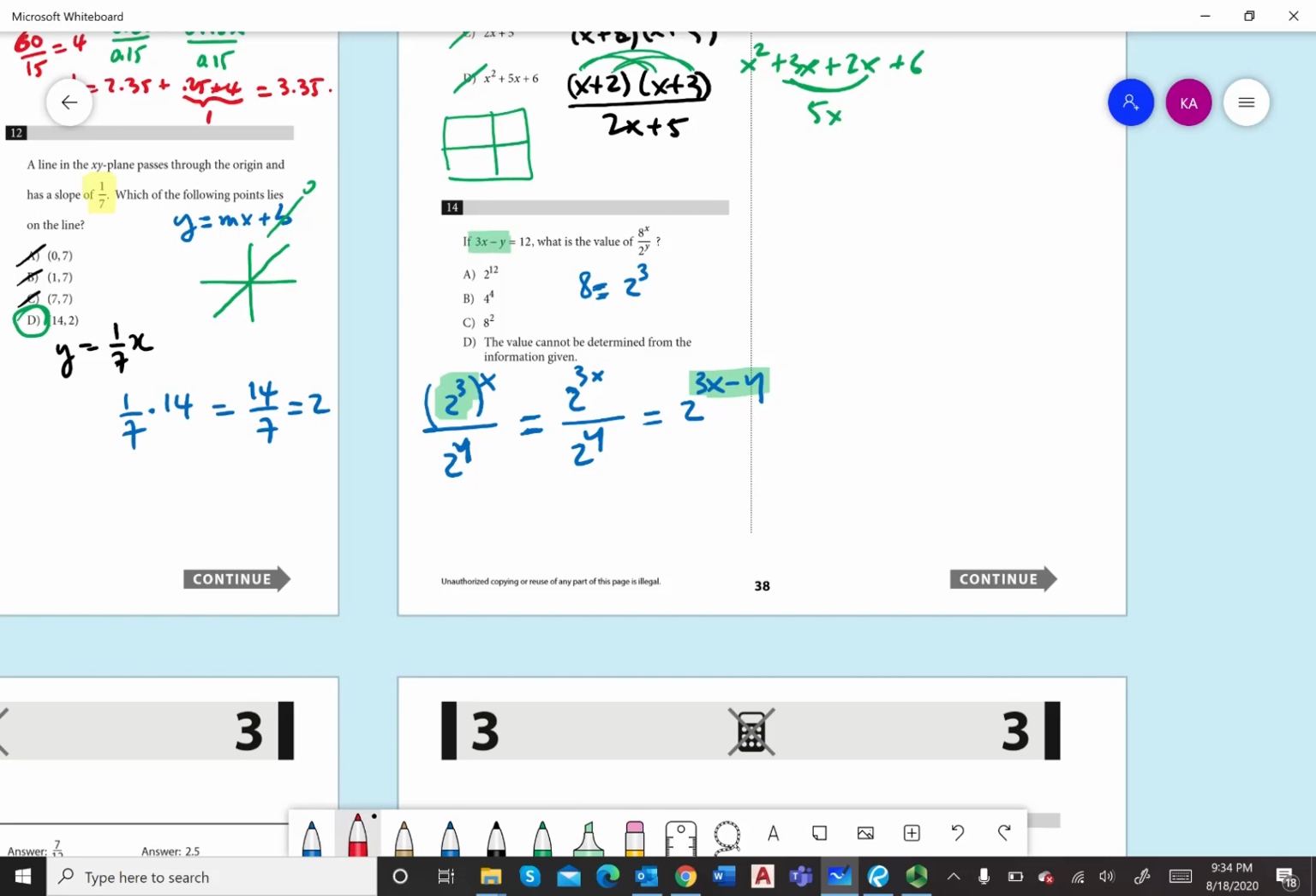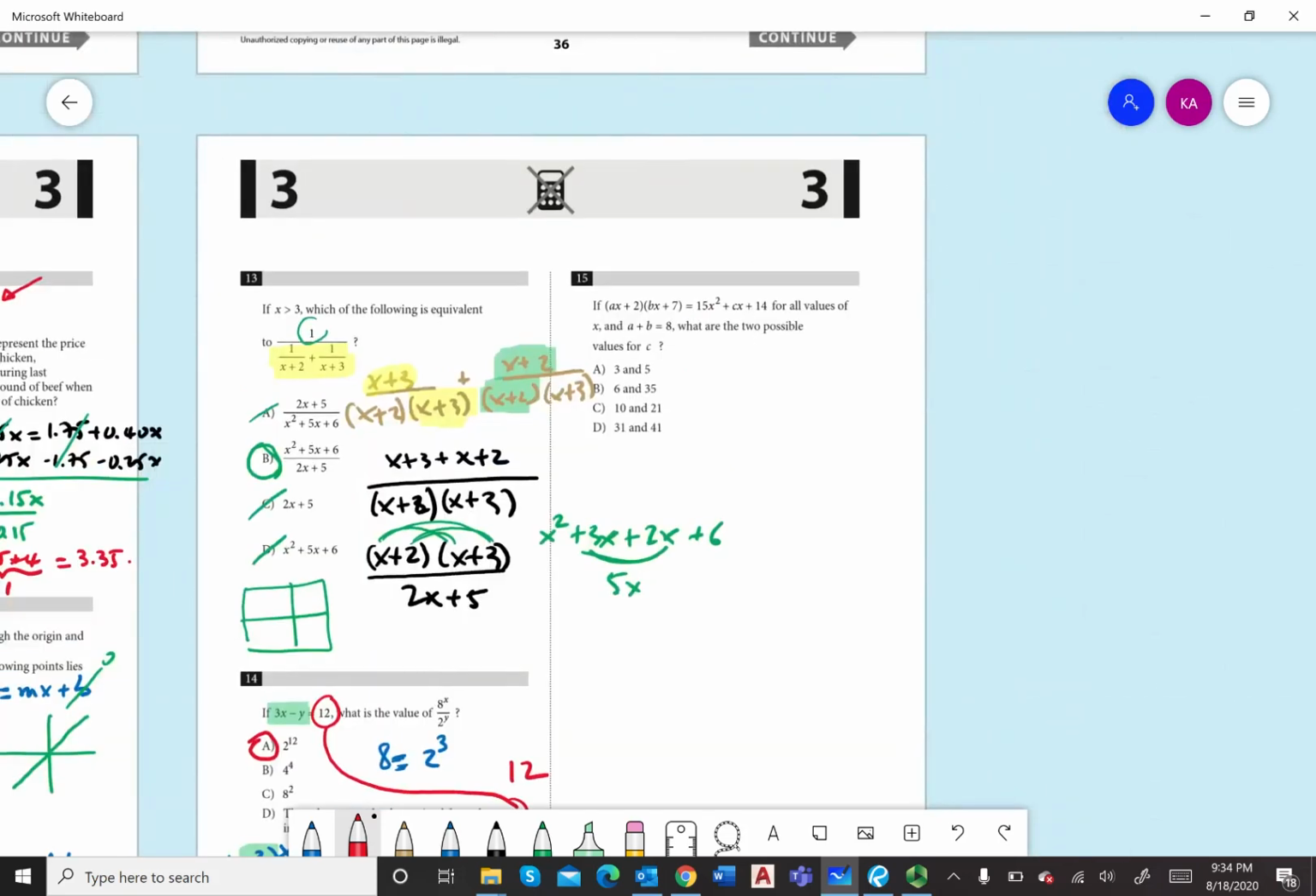And this here is that. So we can replace this with 12. So this is equal to 2 to the 12th power, which happens to be one of the answers. So the answer is A. Okay, so I hope that makes sense. So let's jump on to question 15.